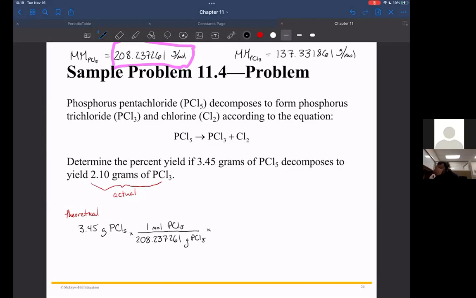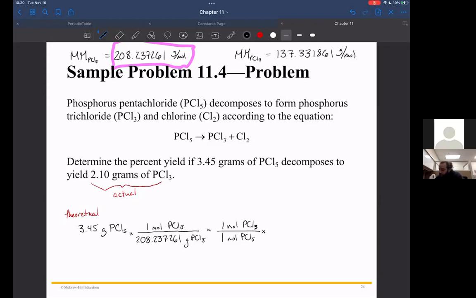Okay, so now I can use my balanced chemical equation to jump from phosphorus pentachloride to phosphorus trichloride, where I have 1 mole of PCl5 and 1 mole of PCl3. And again, I knew which way to put this because it's all about making sure your units cancel out at the end. Okay, if we were given the actual amounts in moles, we wouldn't have to do this next step.